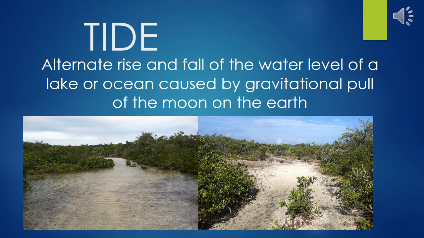Tide. This is the alternate rise and fall of the water level of a lake or ocean caused by gravitational pull of the moon on the Earth. These photos show the Salt Pan, an area in the Florida Keys, during high tide on the left and low tide on the right.